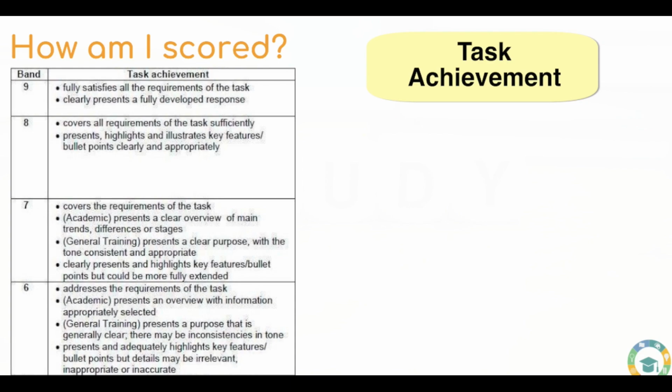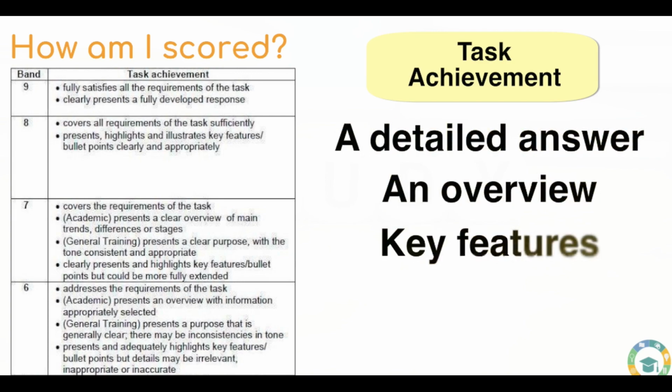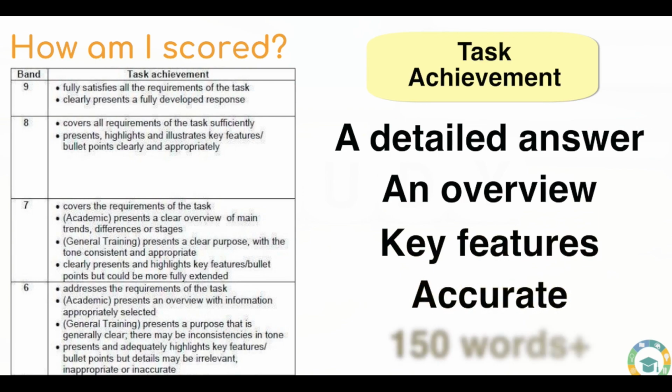So, to score high in task achievement, you must do these things. You must give a full, detailed answer to the question. You must include an overview, which highlights the important information presented in the question. You also need to make sure you highlight the key features in the data shown. Your report must be accurate and your facts are all correct. And lastly, you must write over 150 words. Remember, any less than this and you will lose marks.